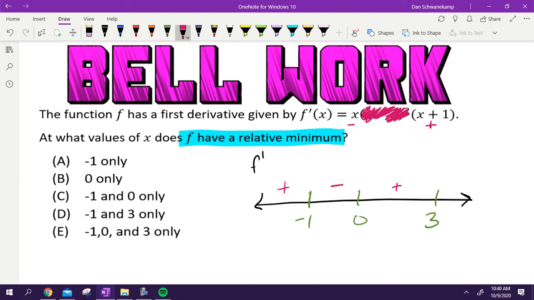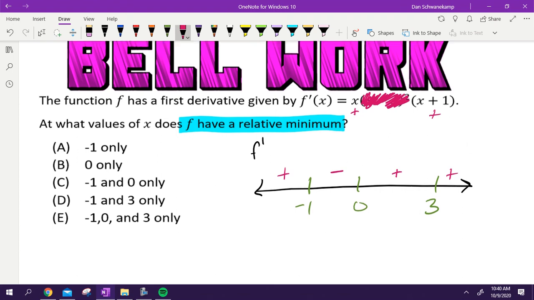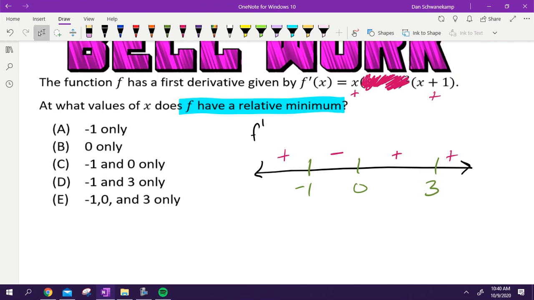And then last one, I'm plugging in a number bigger than 3, like 10 billion. 10 billion is positive. 10 billion plus 1 is positive. It's positive. There is my sign chart. Okay, that's not tough to do. I found the zeros, and then I plugged in some numbers. Show me with your fingers. Based off of that sign chart, where does F have a relative minimum? A, B, C, D, or E. Where does that have a relative minimum?